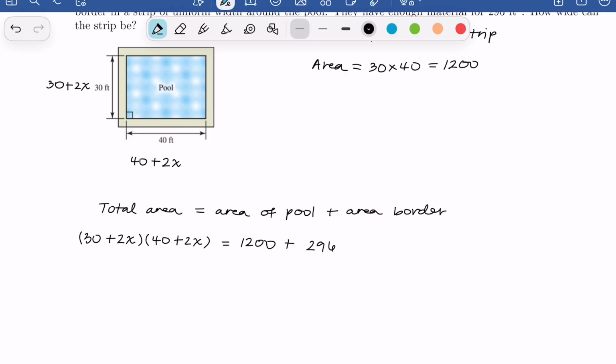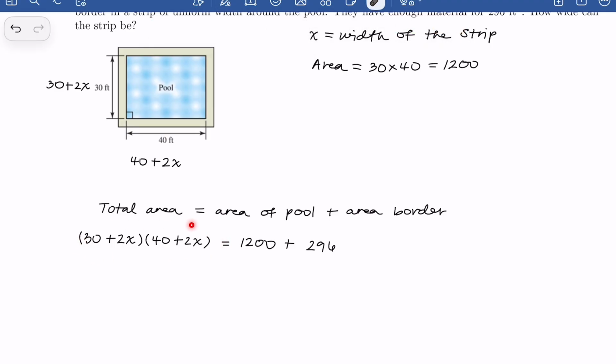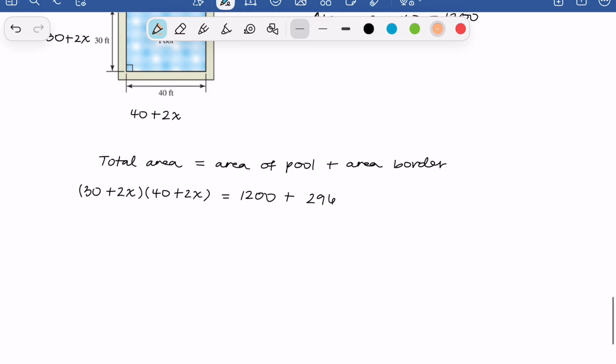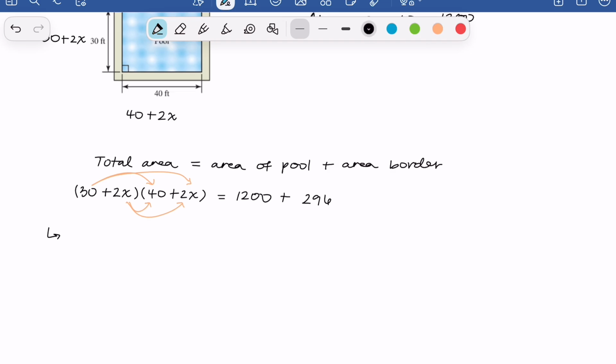The first thing that I'm going to do is FOIL everything on this side here. So I'm going to have 30 times 40 plus 30 times 2x plus 2x times 40, and 2x squared. So on the left-hand side of my equation, I'm going to have 1,200 plus 140x plus 4x squared. Then on the right-hand side of my equation, just adding these together, I'm going to end up with this. All right, so let's go ahead and combine like terms and try to write this in standard form.